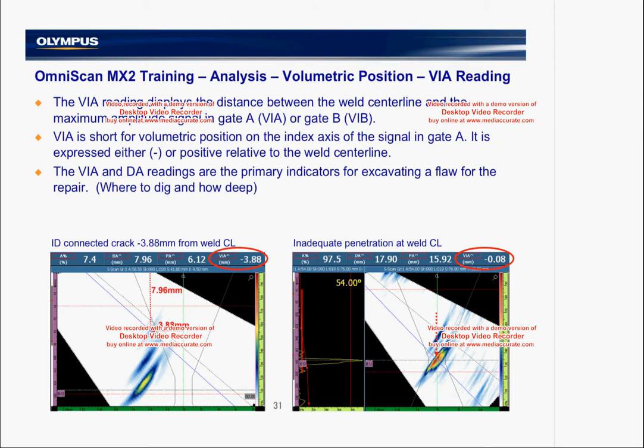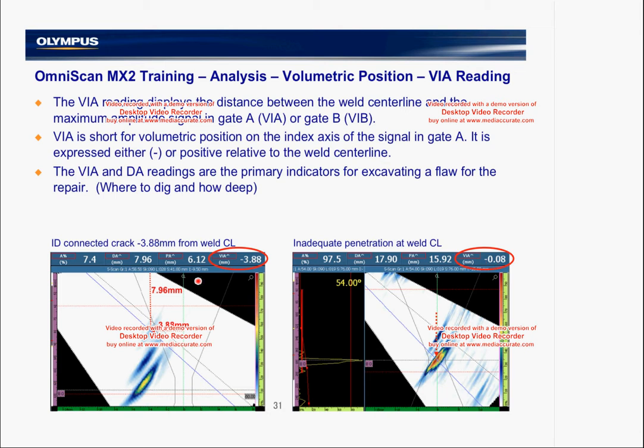The volumetric position is a critical indicator for where to excavate the component to make the repair. The VIA reading in the MX2 represents the volumetric position, from the top volume, of the indication on the index axis of the signal in gate A. Okay, so what that means is, on this side of the weld, left of center line, it's a negative number and typically associated with the skew 90 probe. And on this side of the weld, it would be a positive number.